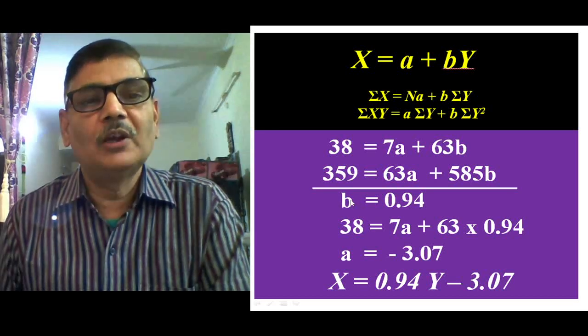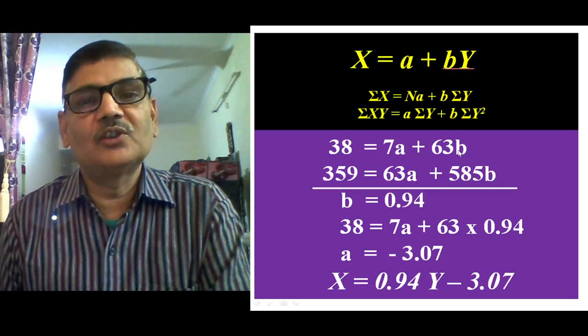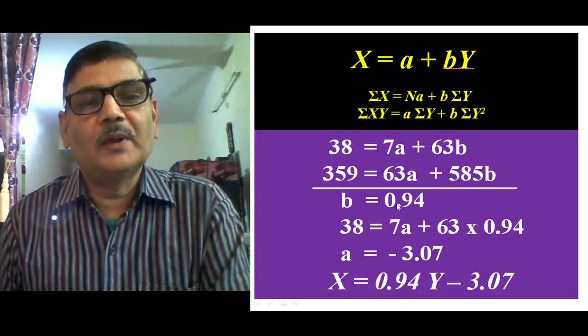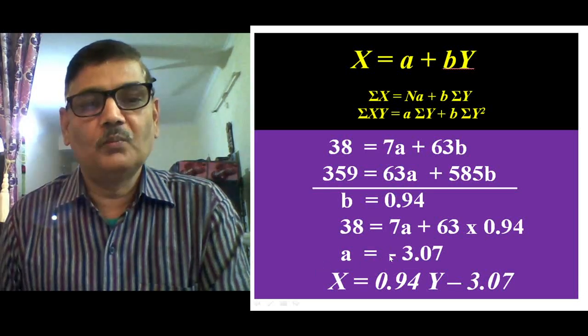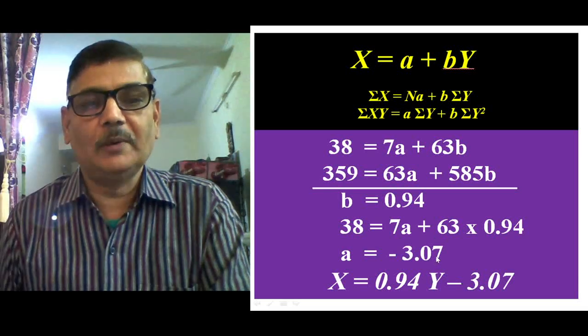Once you have the value of b, that is 0.94, you can put this value of b in any one of the above equations. Like here, 38 is equal to 7a plus 63 into 0.94, because this is the value of b. By putting this value, you can get the value of a. When you solve this, a will come, and it is coming minus 3.07.